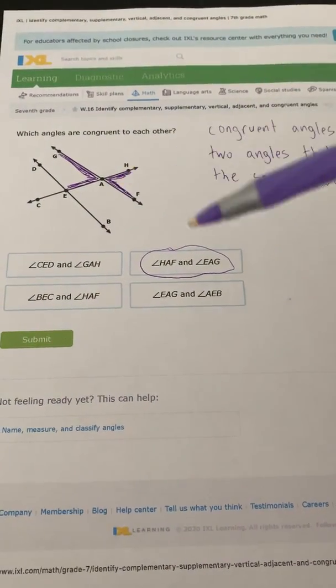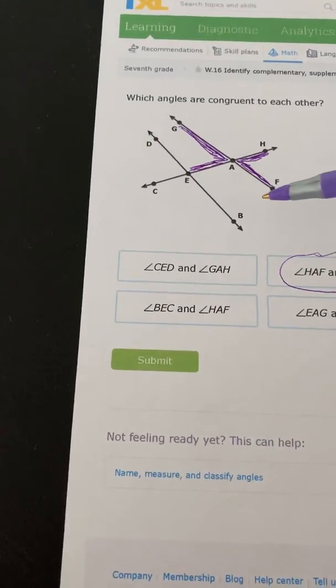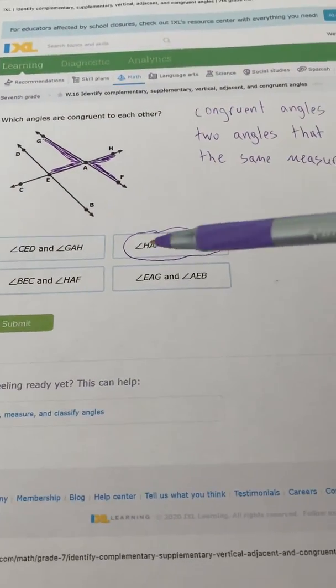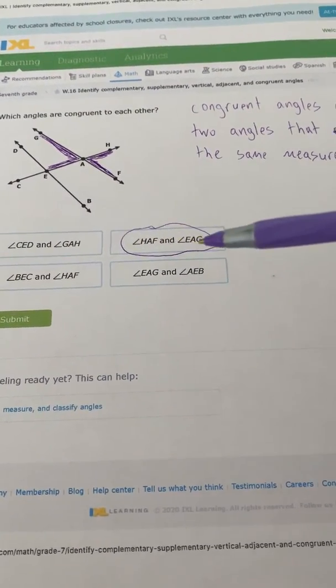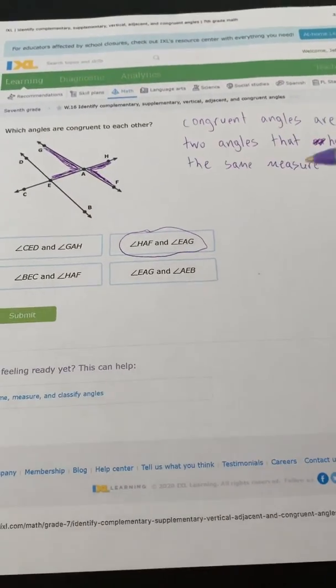They're not directly across from each other, and they're both acute, but they're not the same. So again, the only right one is angle HAF and angle EAG because they're directly across from each other, so they're vertical angles, which means they are congruent.